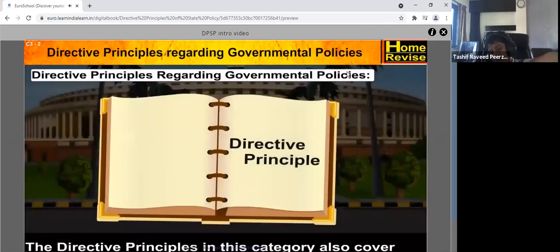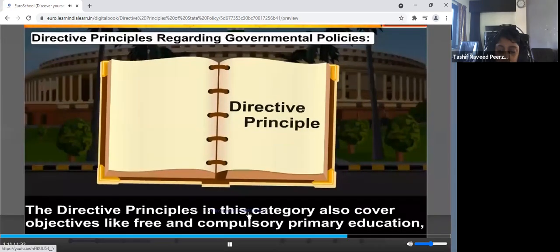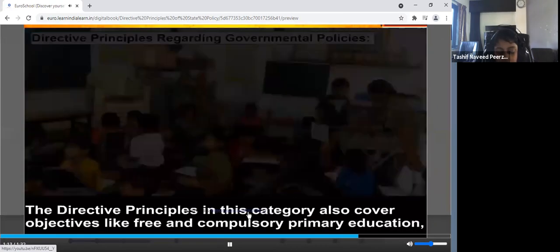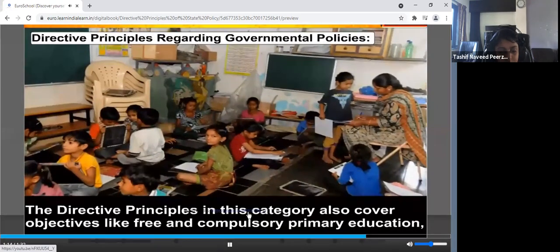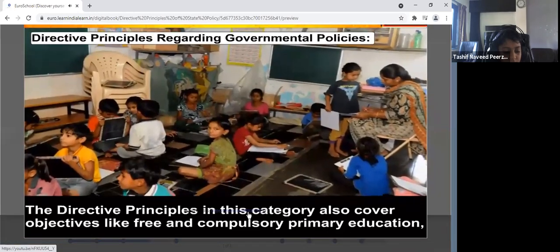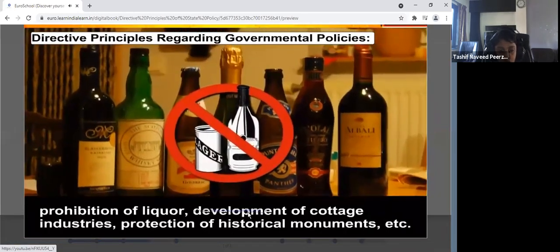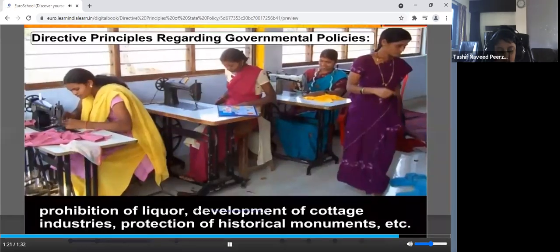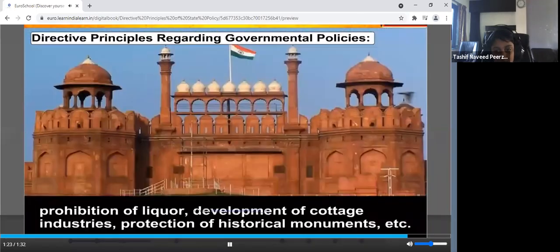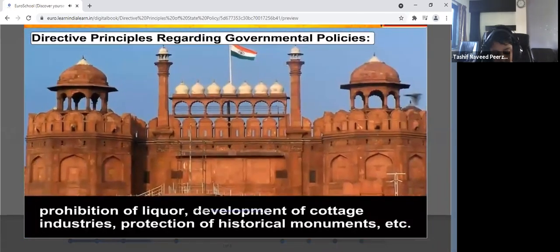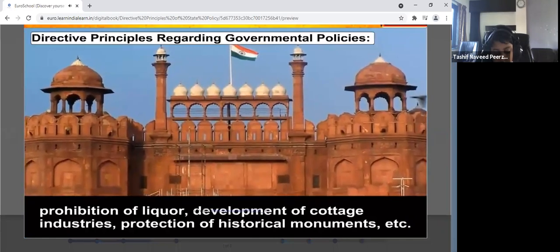The directive principles in this category also cover objectives like free and compulsory primary education, prohibition of liquor, development of cottage industries, protection of historical monuments, etc.